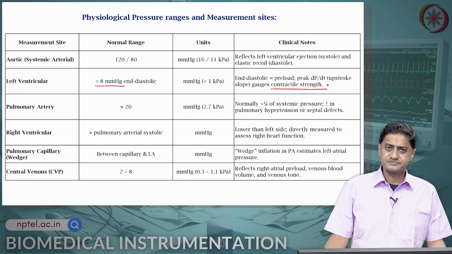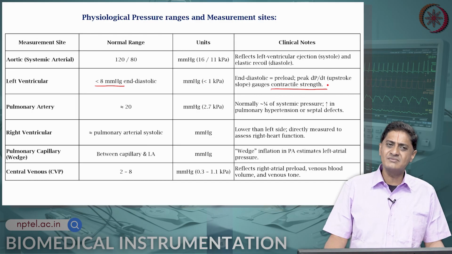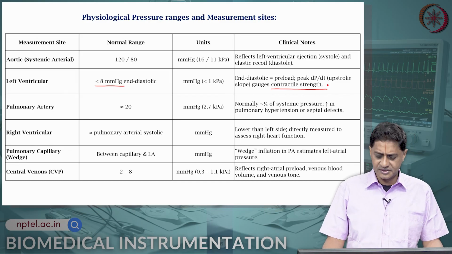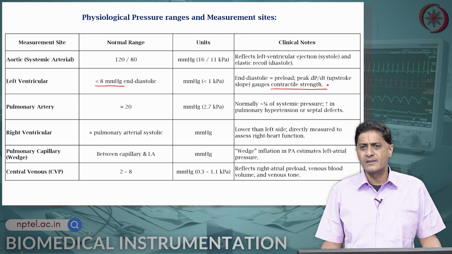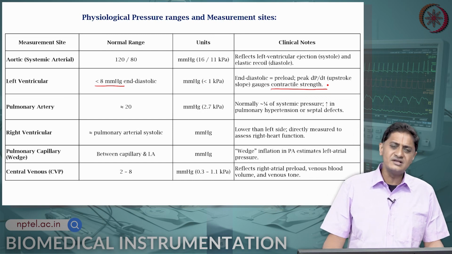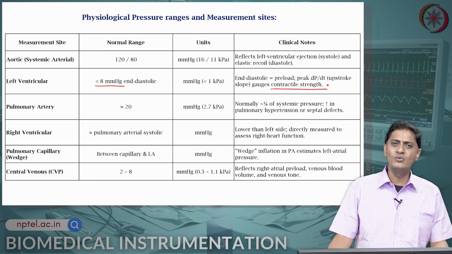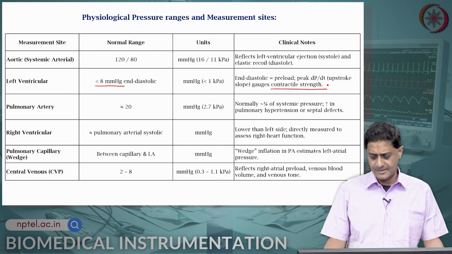Right ventricular pressure is approximately the same as the pulmonary arterial systolic pressure, also noted in millimeter mercury. This is usually lower than the left side, and this is directly measured to assess how well the right side of the heart is functioning.